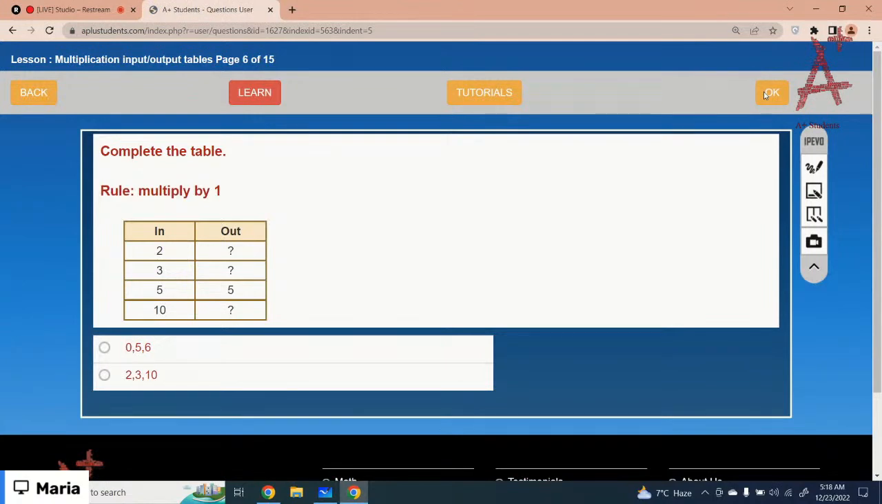Okay, complete the table. You have to multiply by 1. So the values are 2, 3, 5, and 10. So 2 times 1 is 2. 3 times 1 is 3. 5 times 1 is 5, and 10 times 1 is 10. So that means the correct option is 2, 3, and 10. Got it? So just select the correct option, then click on the OK button.